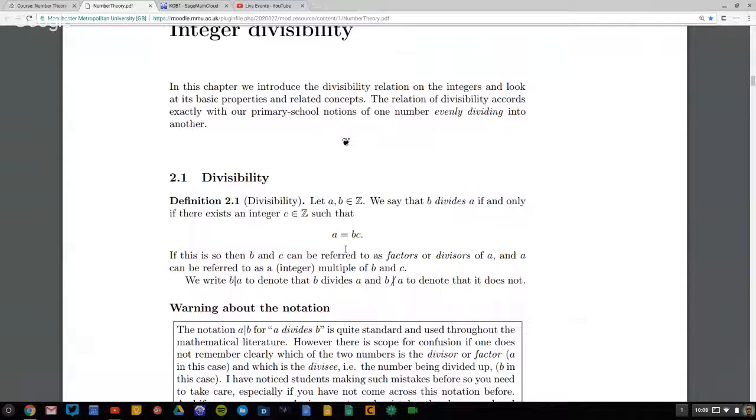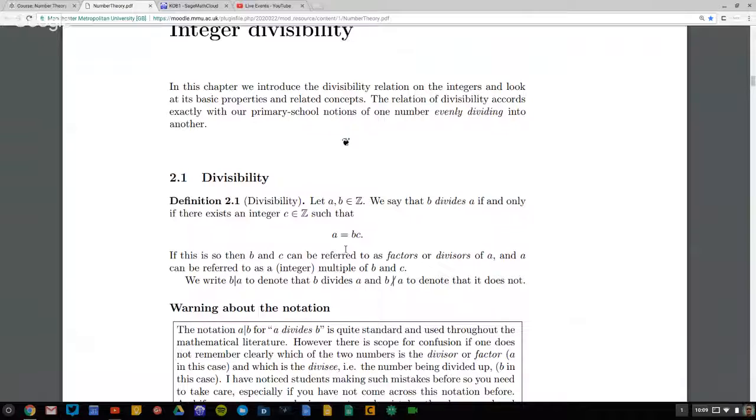So it's a relation. It takes two inputs, doesn't give you another number, it gives you a statement, and that statement is either true or false. Now we're presenting it very carefully here, but it does exactly accord with some of the primary school notions that you first encountered when you're doing arithmetic: you have this idea of one integer or one number evenly dividing into another one, or cleanly dividing into another number.